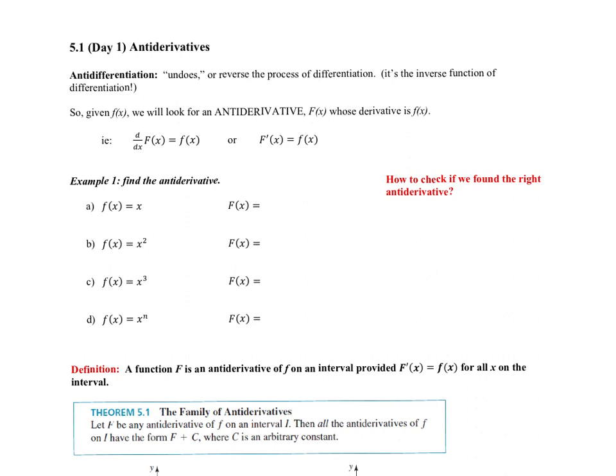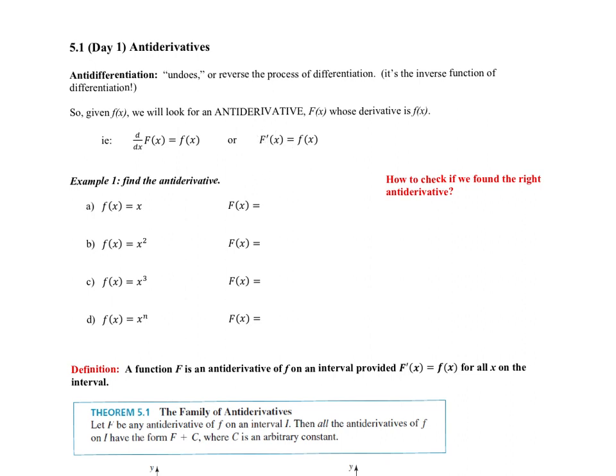So given a function f of x, we will look for an antiderivative, which we'll call capital F of x, whose derivative is f of x. Okay, so if you look at the notation here, the derivative of the function we're seeking is the function we have. Or we could say that capital F prime of x is equal to f of x.